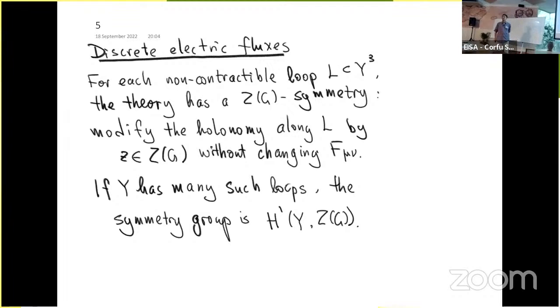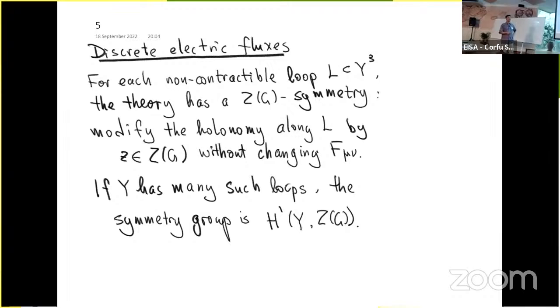Now, a general three-manifold may have many such non-contractible loops, and therefore the symmetry group is, for each group, you have this central element, and therefore the symmetry group is the first cohomology of Y with coefficients in ZG. Now, this is not yet the discrete electric flux.